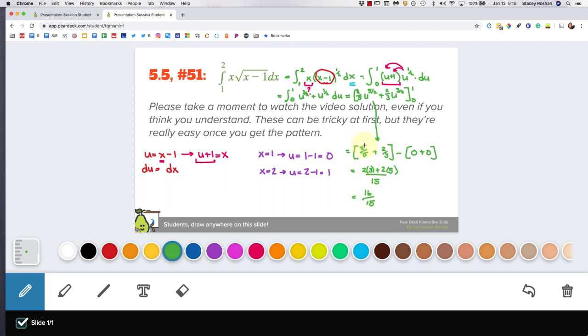You could have actually left your answer right here. That's fine. 2/5 plus 2/3 would have been a fine answer also. But that's about it. So hopefully once you see this type of pattern, these problems become easier. The key thing to remember is that once you go to u, you got to go all in. You got to go all u. That means you got to go bounds u. Every single thing has to be a u. You can't mix and match the u's and the x's.